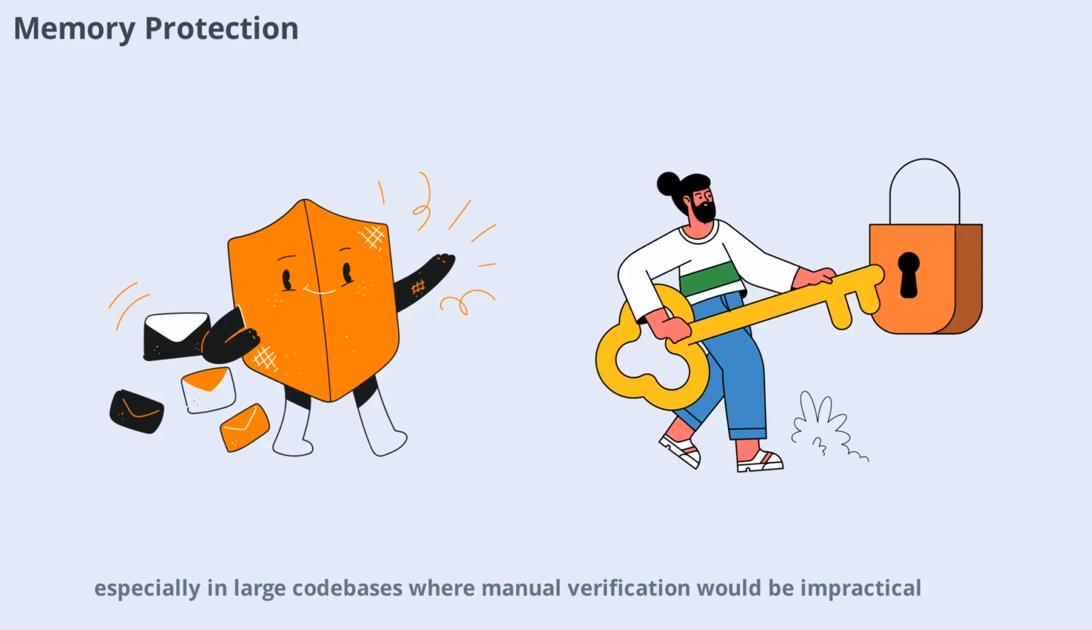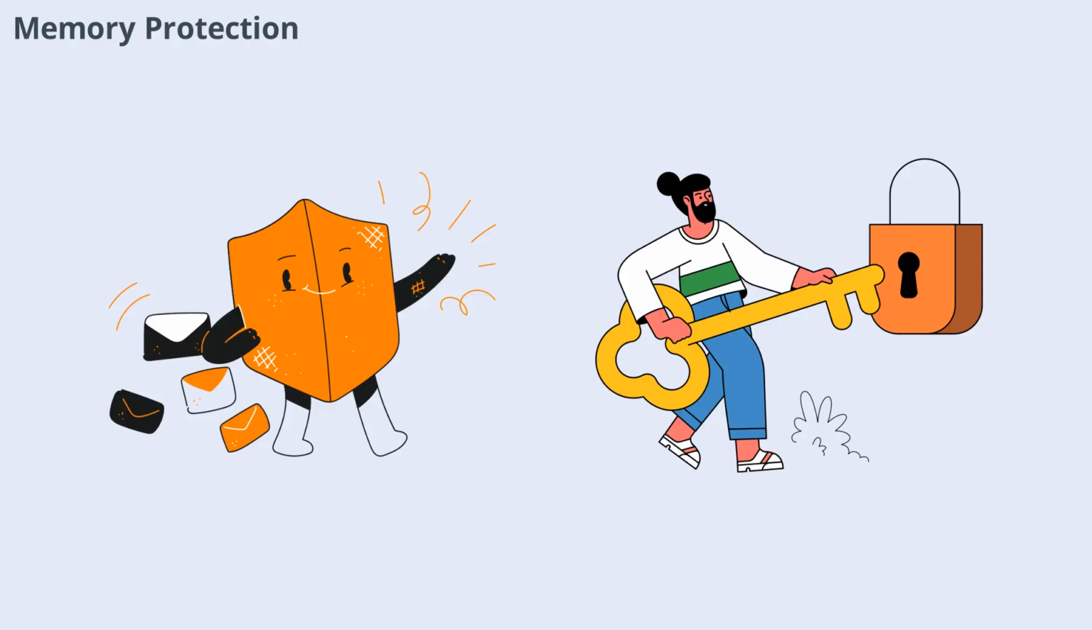would be impractical. By enforcing strict access rules, the runtime prevents common vulnerabilities and ensures that your application remains stable and secure. This is a major advantage for developers working on complex, mission-critical systems.